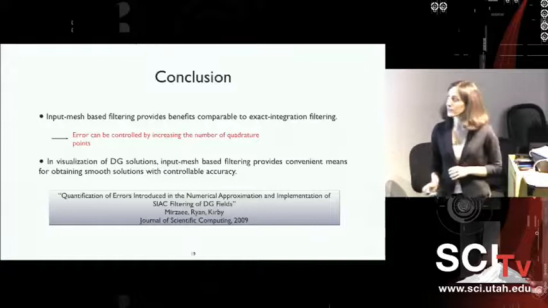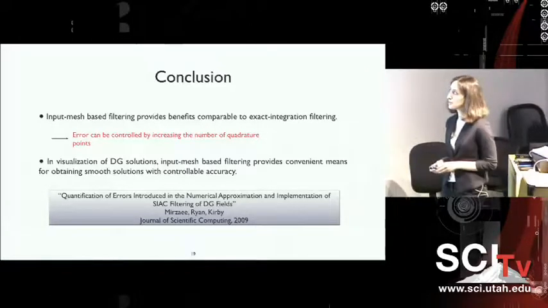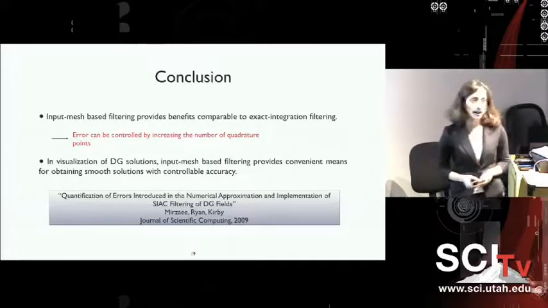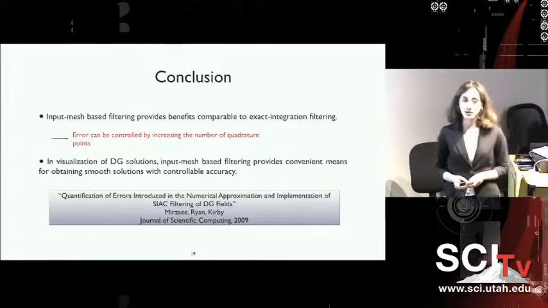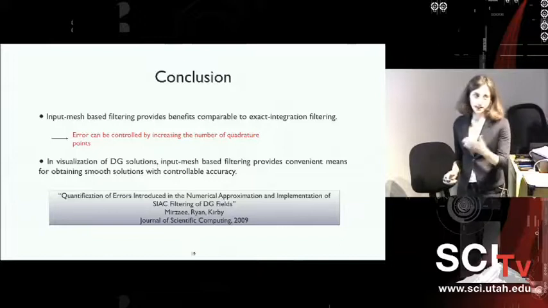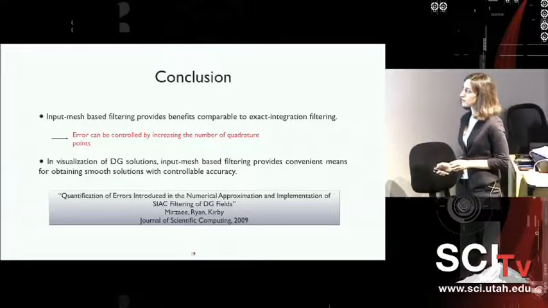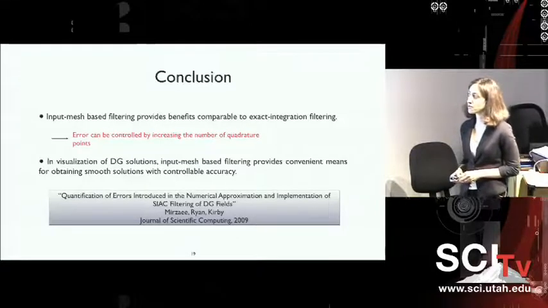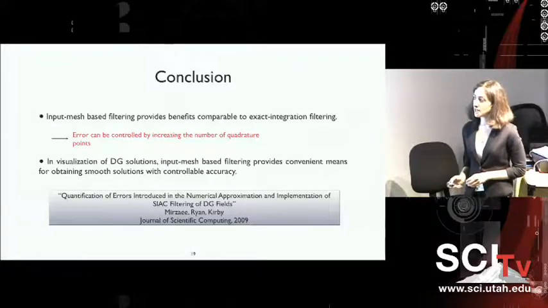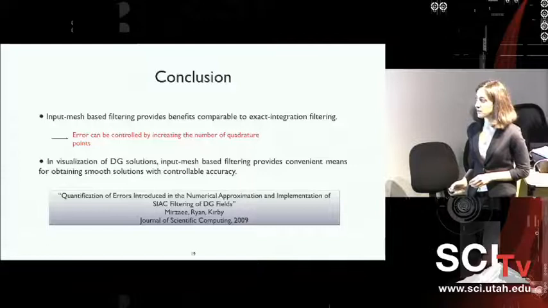So in conclusion, input mesh-based filtering provides benefits that are comparable to exact integration filtering. And as I said before, error can be controlled by increasing the number of quadrature points. Also, in visualization of DG solutions, for example, in the streamline example that I provided, input mesh-based filtering provides a convenient means for obtaining smooth solutions with controllable accuracy. The details of the error estimates and more examples can be found in this published journal article.